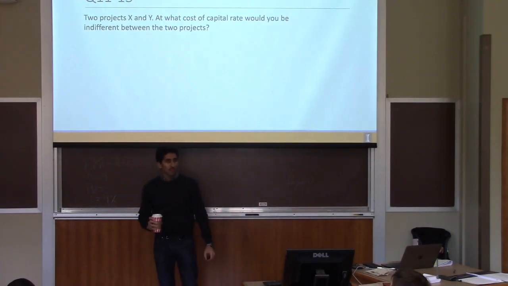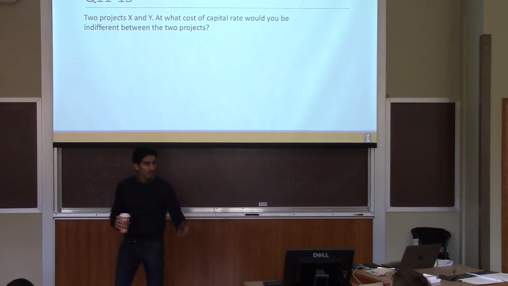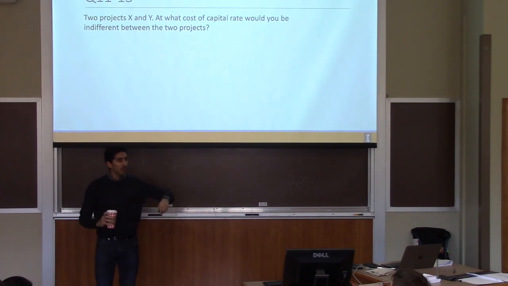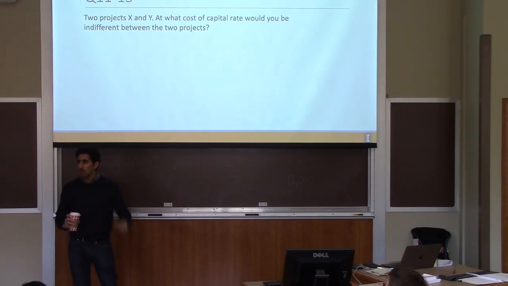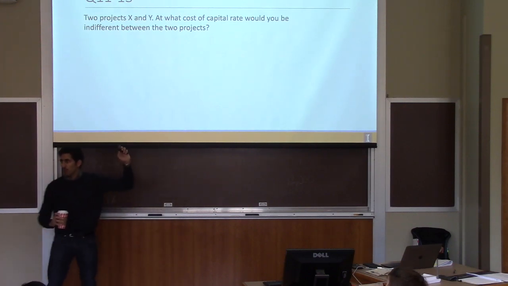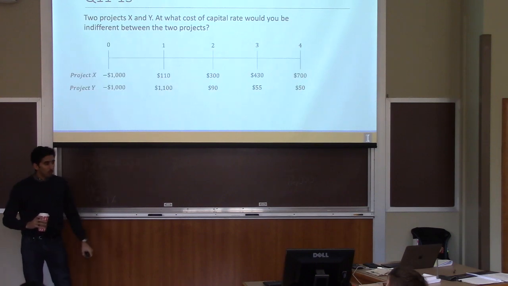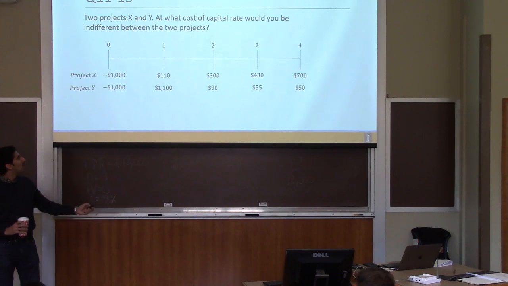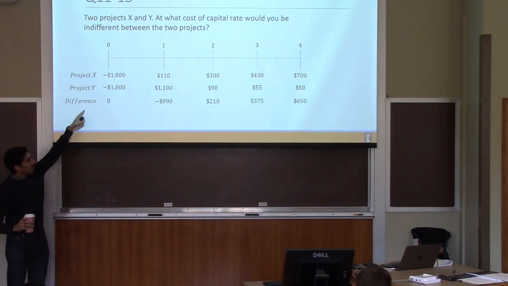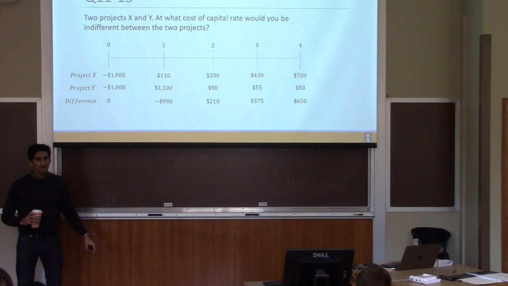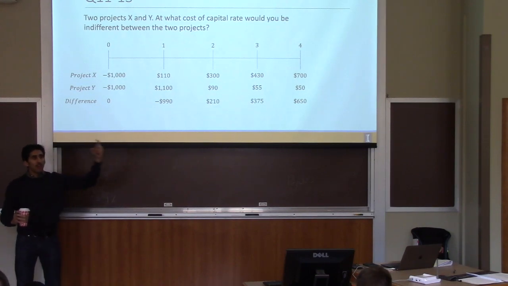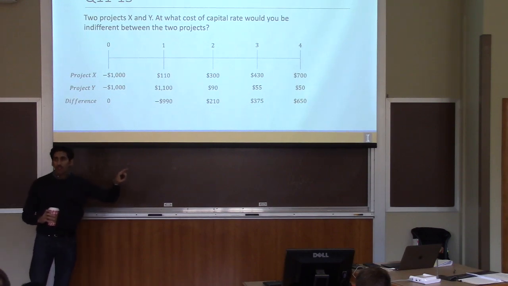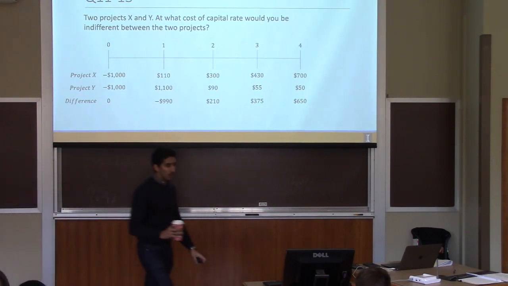So, let's go to question 13 in the chapter. You have project X and project Y. At what cost of capital rate would you be indifferent between the two projects? Immediately, you know he's asking for the crossover rate. We plot the two projects. The main trick is you calculate the difference in the cash flows between the two. Okay? And then you input these cash flows in the calculator and you calculate the IRR. That's your crossover rate. So let's do that together.